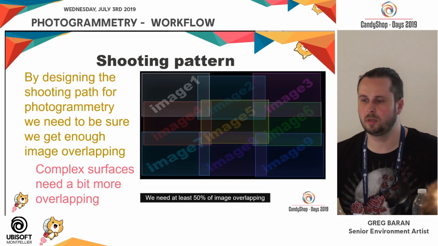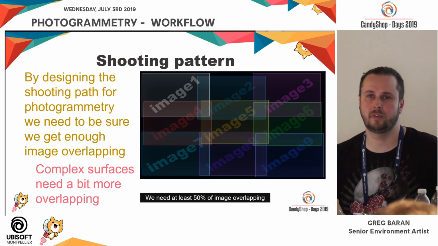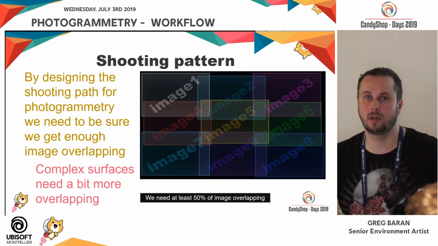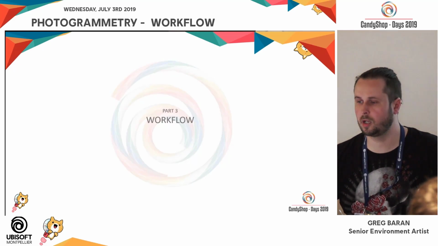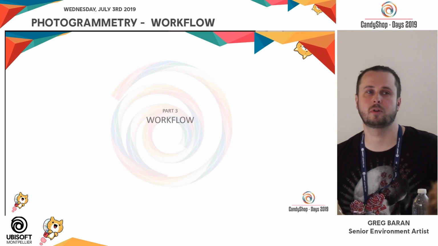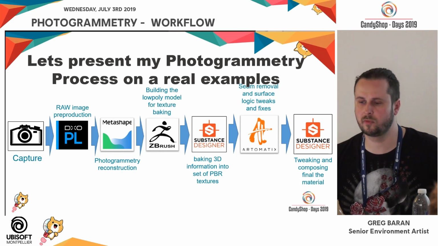While we are shooting, we need image overlapping, and they need to overlap at least 50%. The more complex the surface is, the more overlapping is needed. I have found that for grass, I need even 95% of overlapping. It means really a lot of images. The next part is about the workflow. So I'm going to present my workflow.